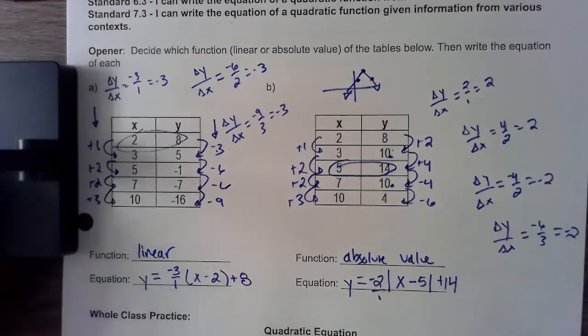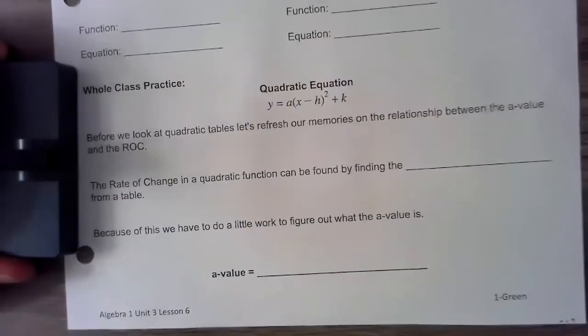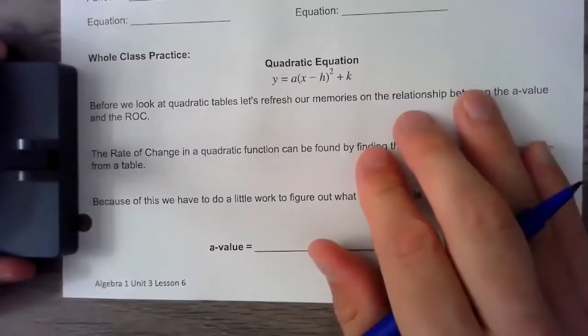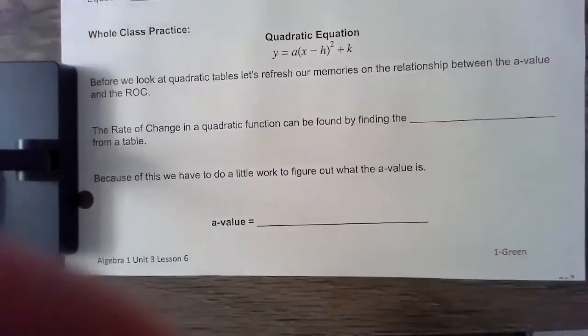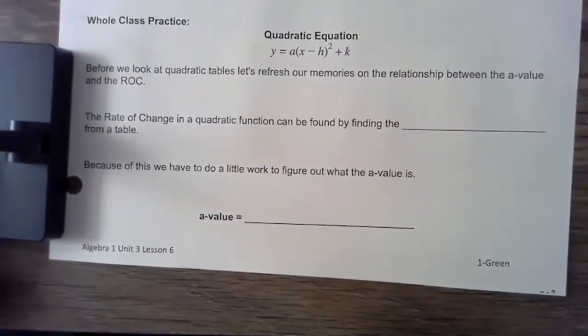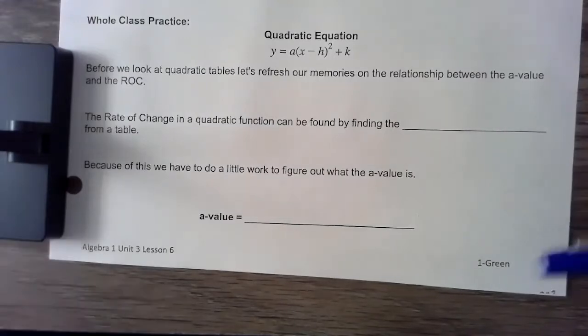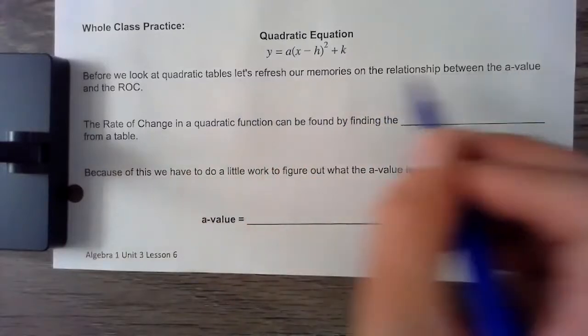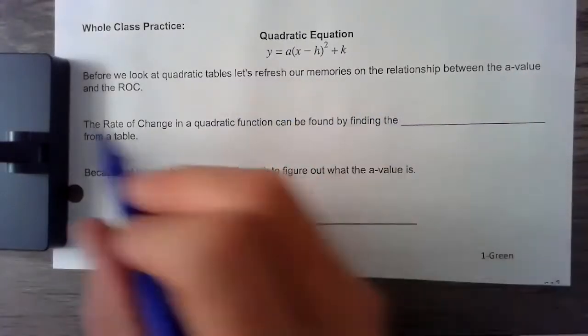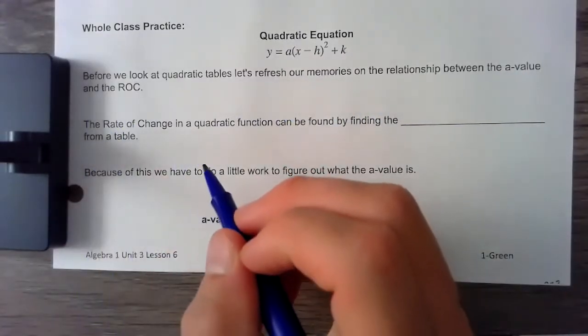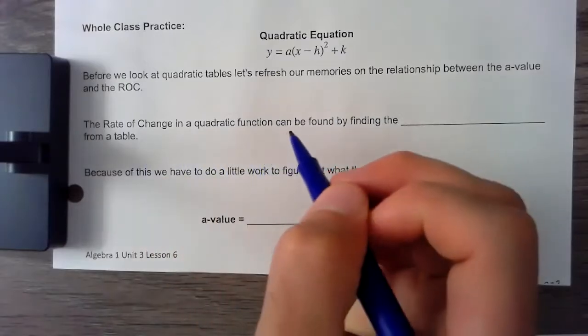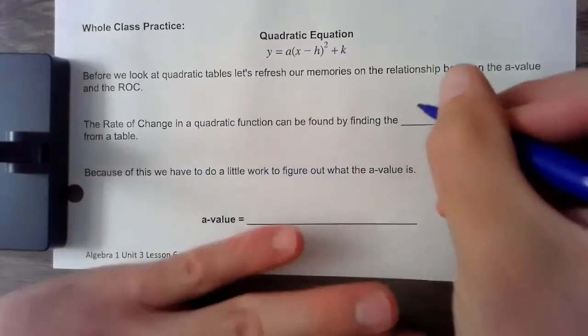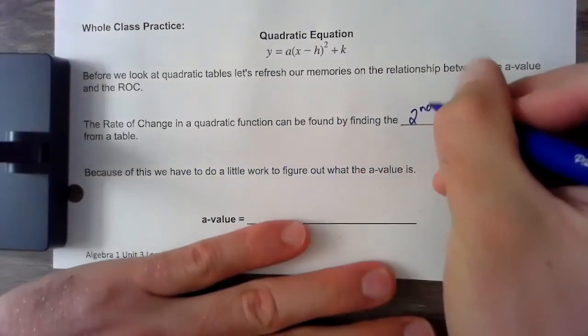All right, so now that we have reviewed our other two tables, let's go ahead and jump into our third set, which is quadratics. So for quadratics, we need to review a couple of the properties that we had learned prior. Let's look at, remember, the relationship between the a value and the rate of change of a quadratic function. The rate of change of a quadratic function can be found by finding the second difference.